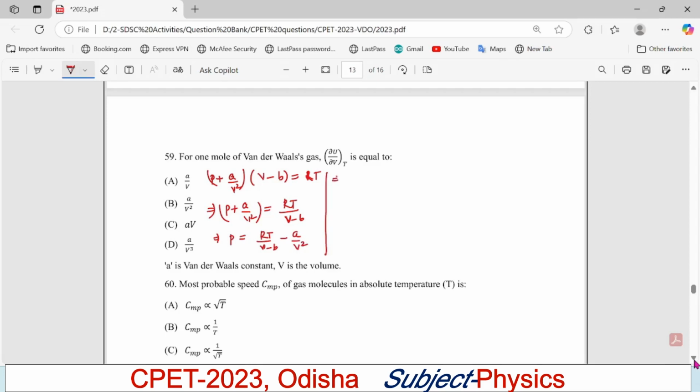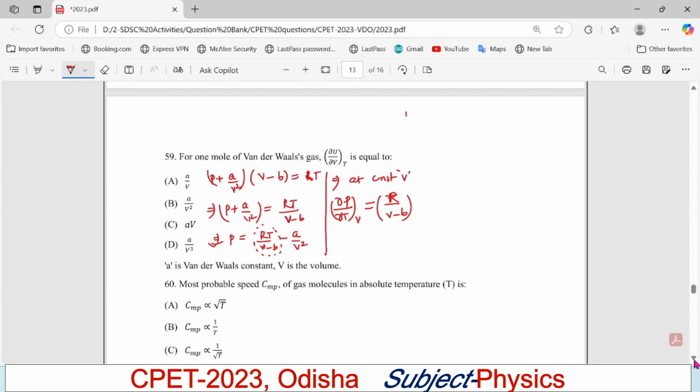So that implies here, at constant V, for this equation, del P by del T at constant V will be equal to... see, A is a constant. If V is constant, then this term's derivative with respect to T will be equal to 0, and for this term the differentiation with respect to T will give T by V minus B. Okay, so here we got del P by del T at constant V equal to R by V minus B, right?